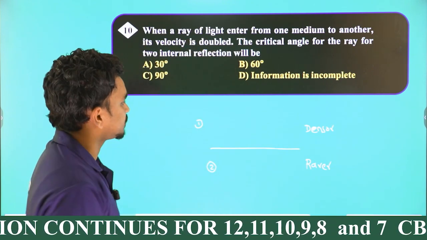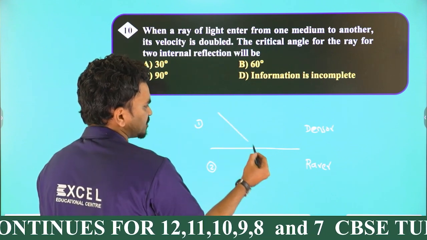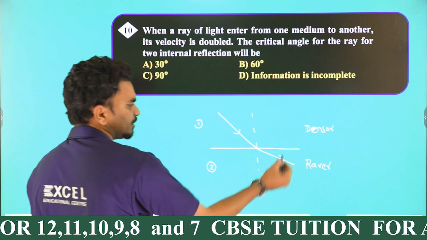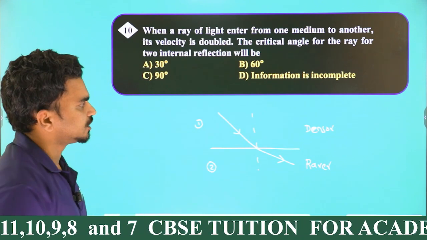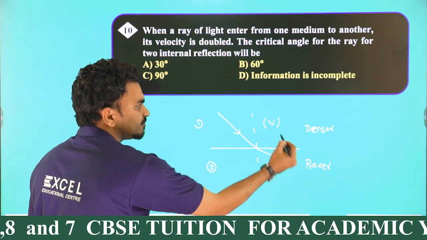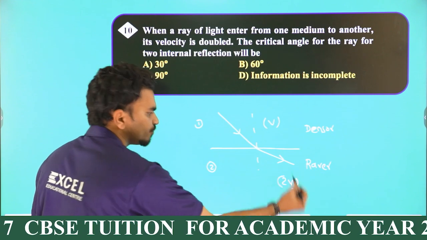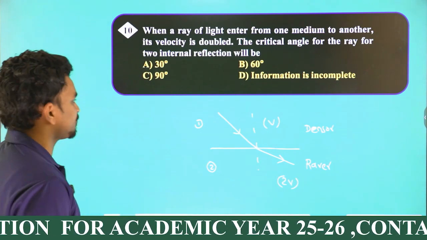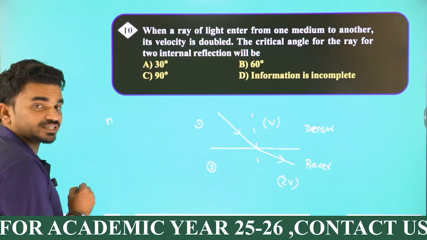Got the idea? So an actual diagram is not needed, but I'm making it for the concept, let me draw here. It bends away from the normal in this case. If I call the speed in this medium v, what's the speed in this medium? 2v. What do I want to find? I want to find the critical angle. How are refractive index and critical angle related?